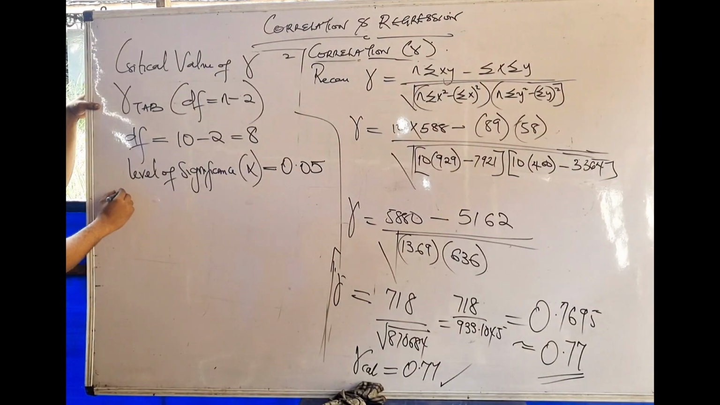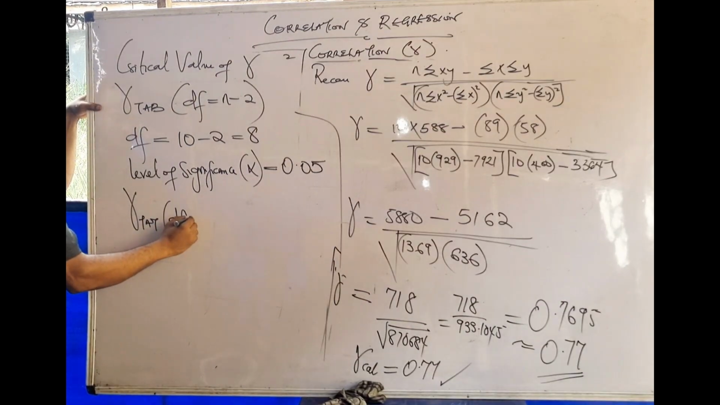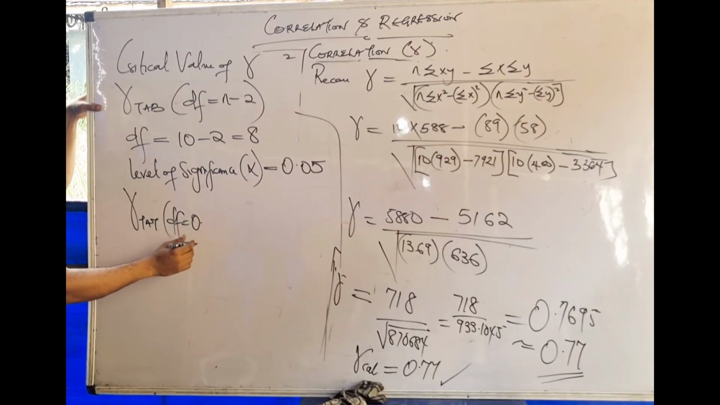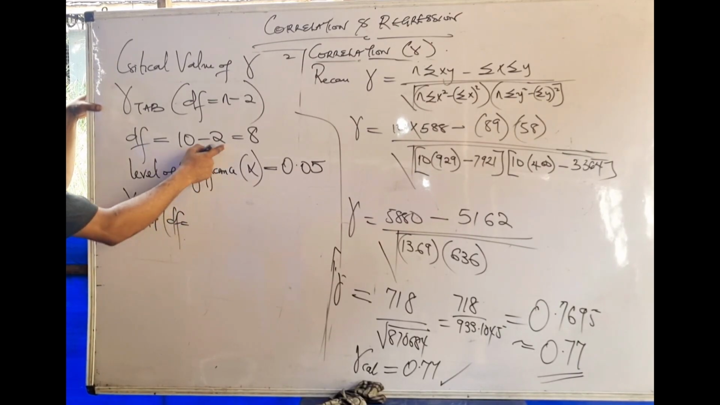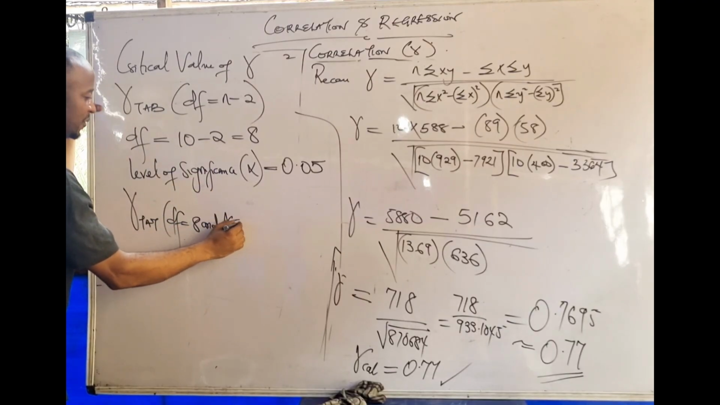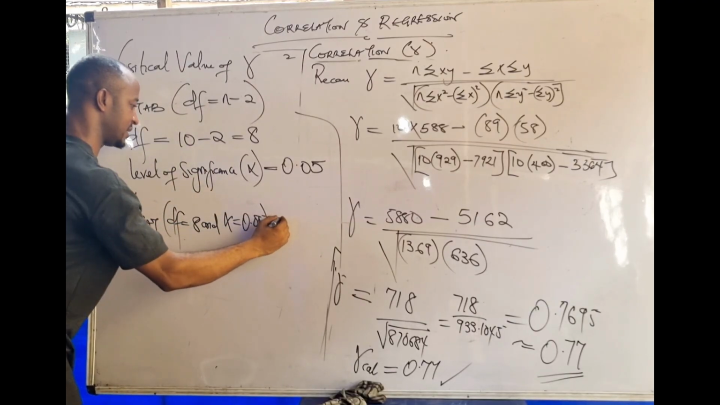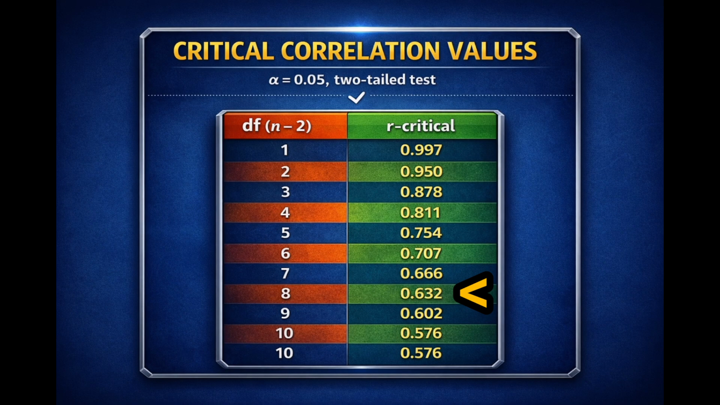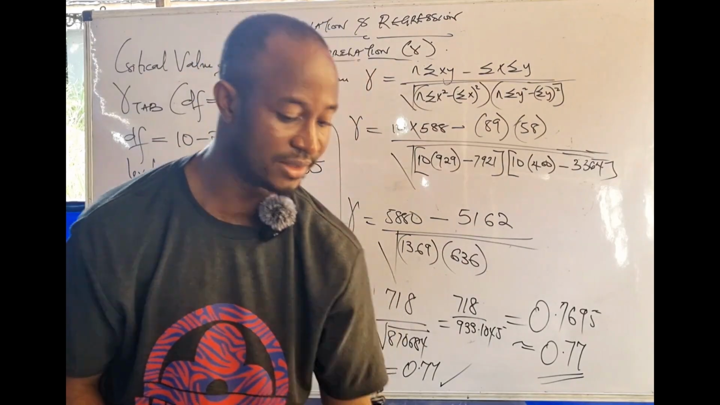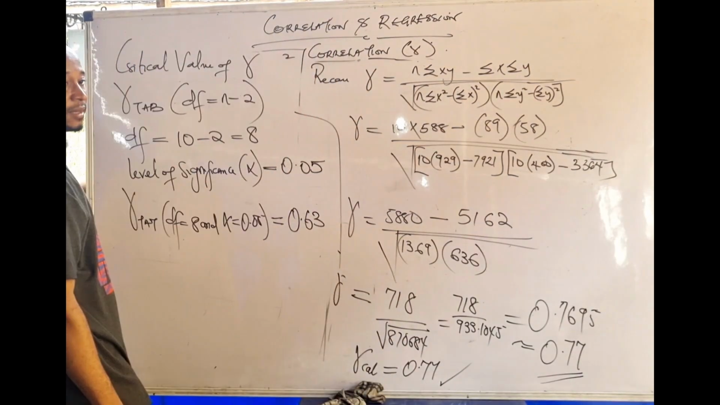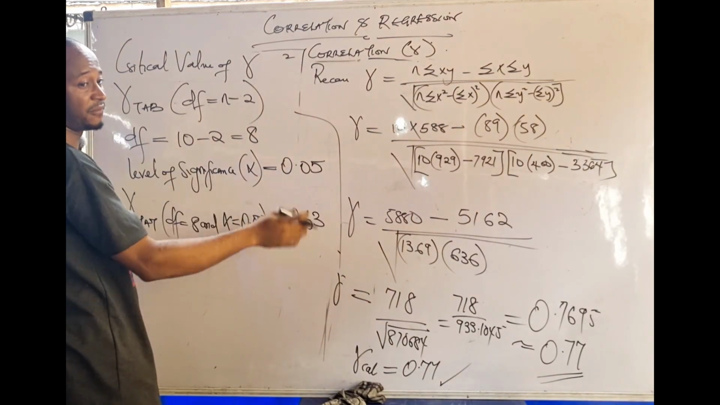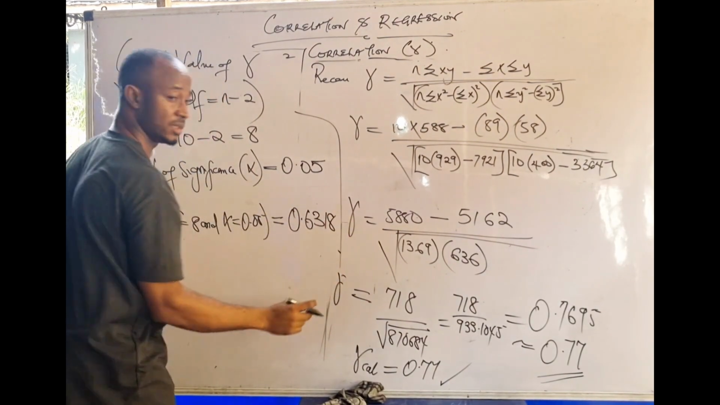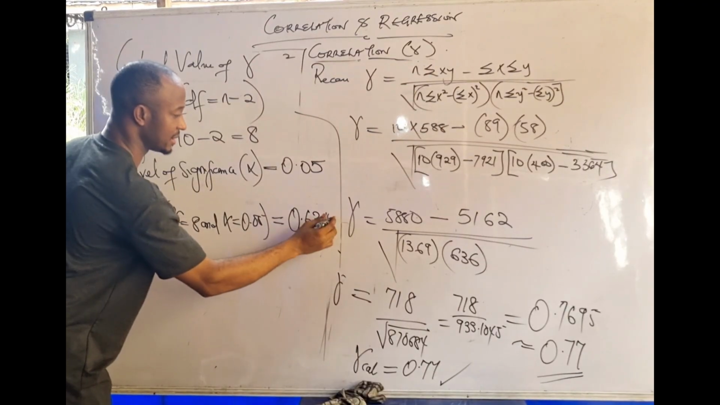Then to get the tabulated value, my DF is 8 and alpha is 0.05. In that four-figure table, you check and give me the value. Alpha was given as 0.05, so the tabulated value is 1.8, okay? That is 1.9, right?